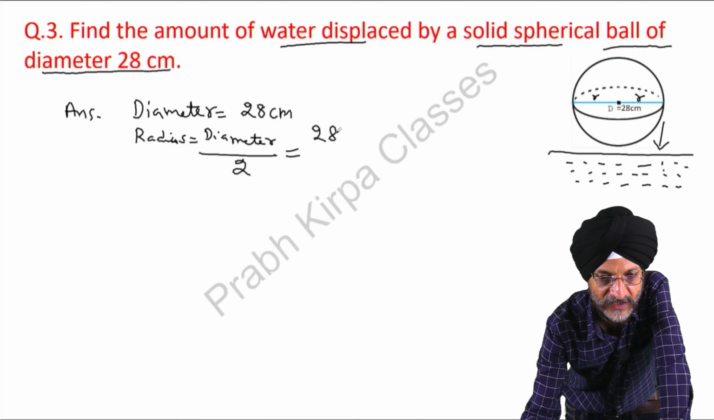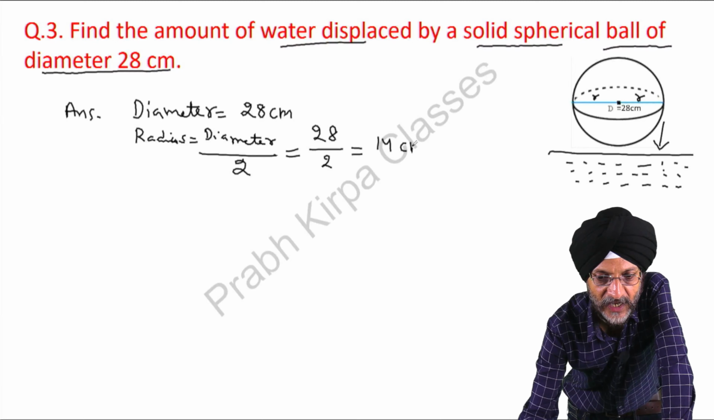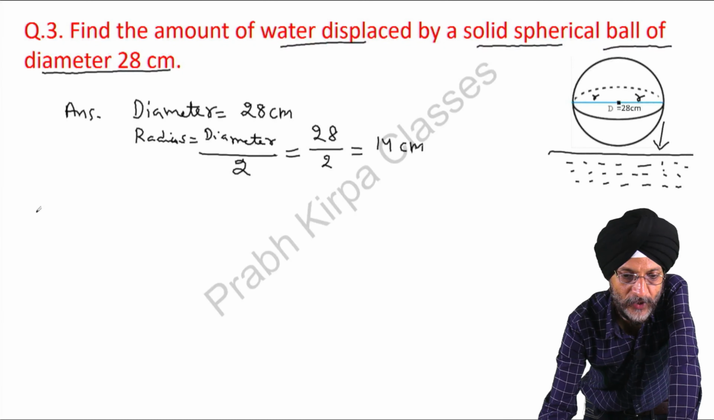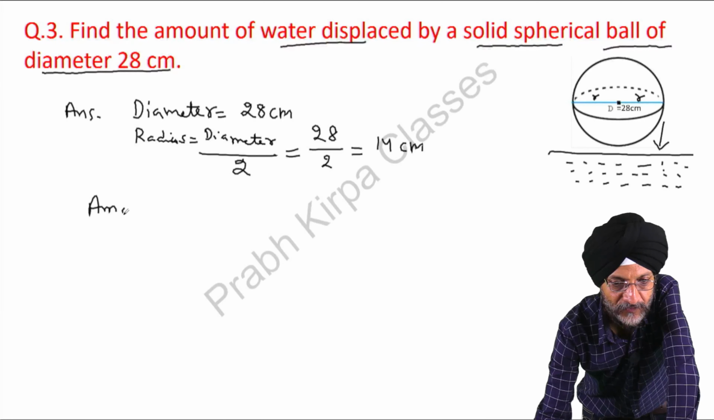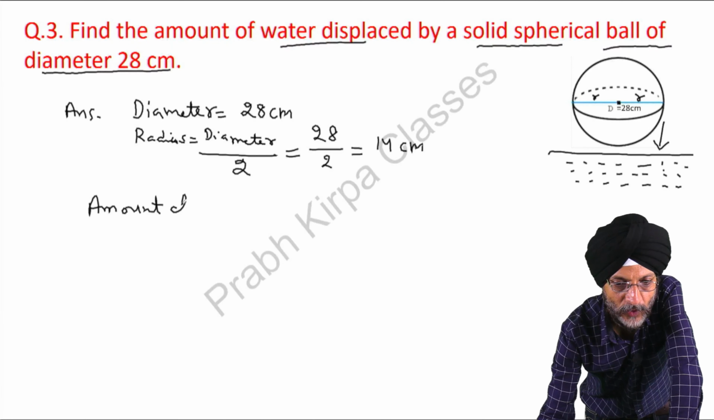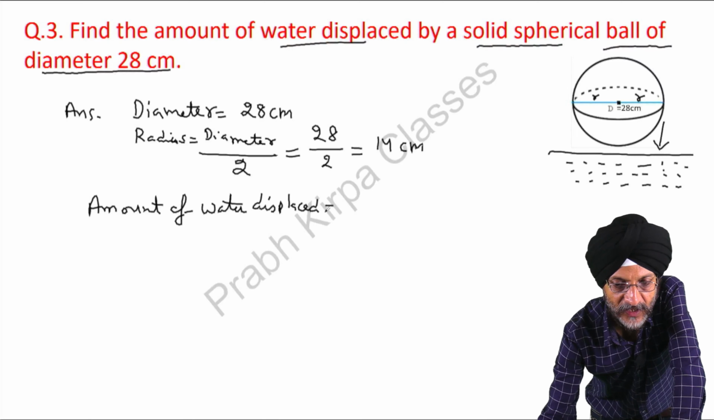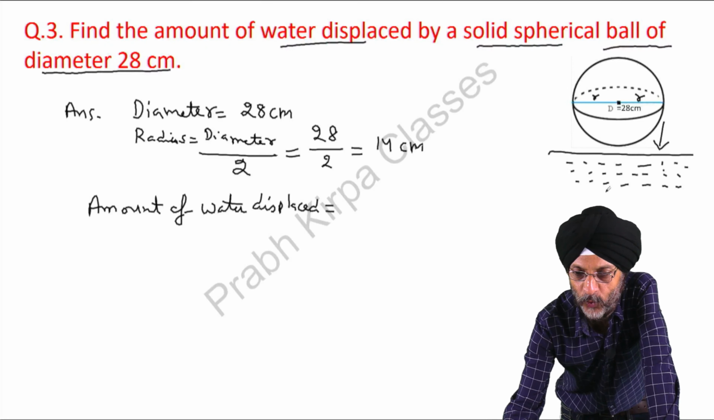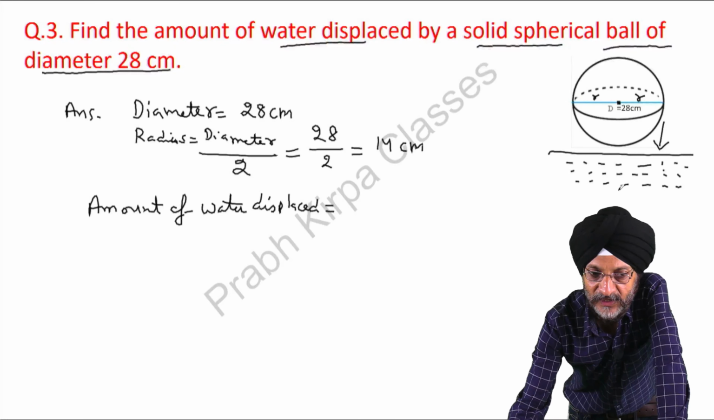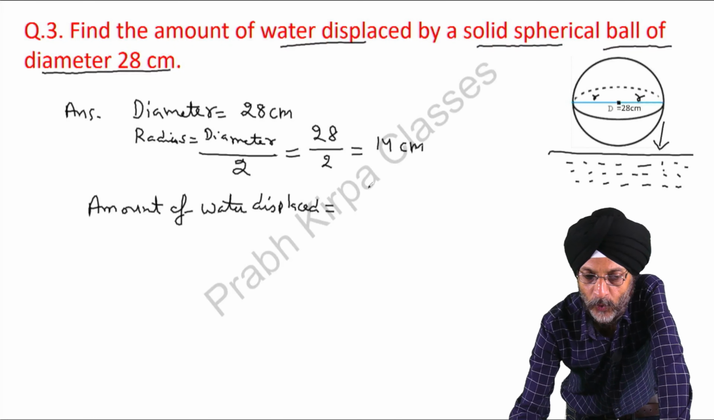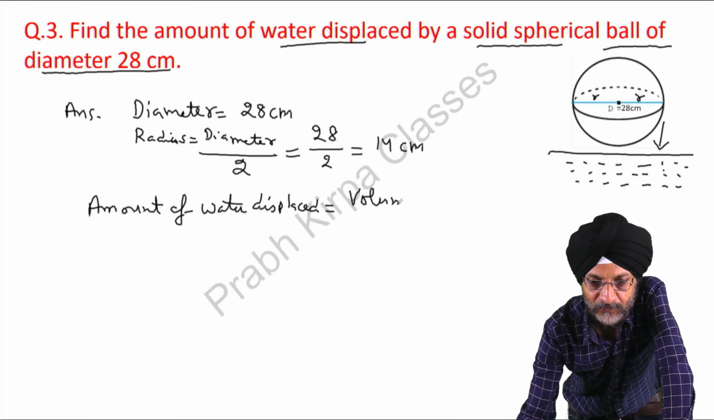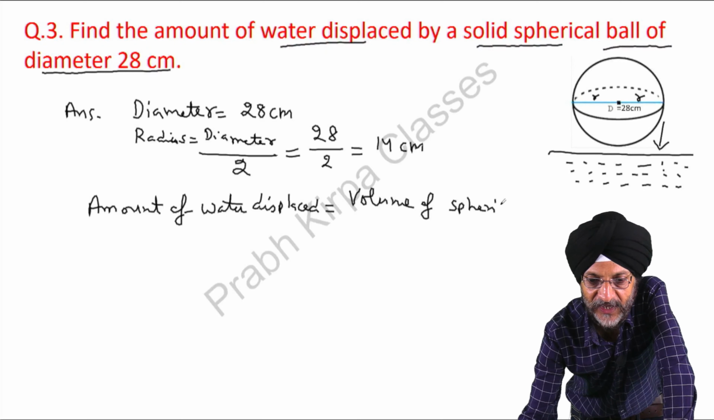So what is the radius which comes out? It is 14 centimeter. Now what we have to calculate? We have to calculate the amount of water displaced. When we put this spherical ball into water, then the amount of water displaced will be equal to the volume of the spherical ball.